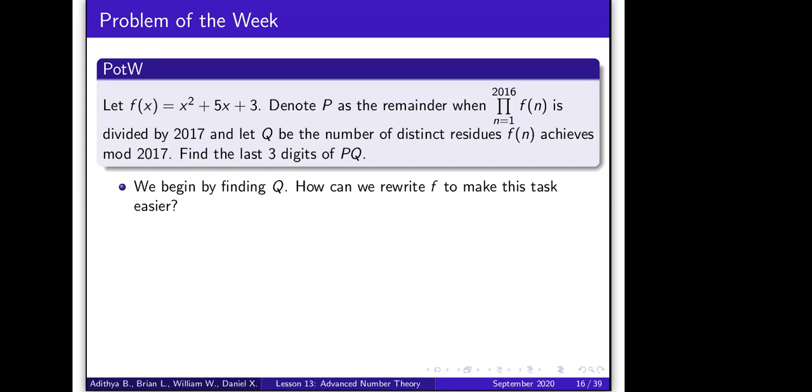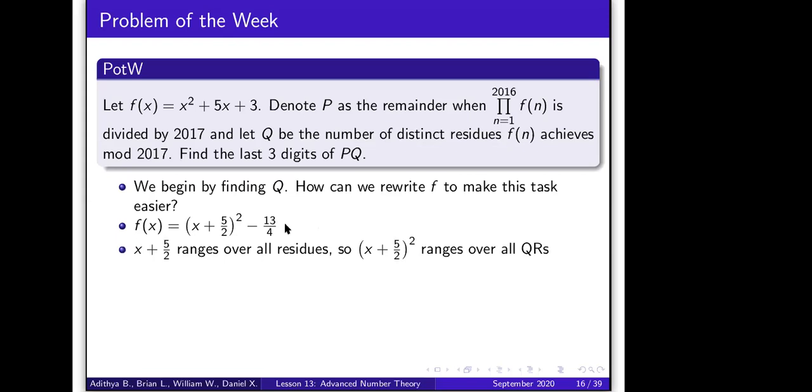Yeah, we're going to complete the square. So f is a quadratic. We complete the square to get x plus 5 over 2 squared minus 13 over 4. And why is this nice? Well, x plus 5 over 2 is going to range over all residues. So this means x plus 5 over 2 squared ranges over all quadratic residues. So the number of values f of x can attain is actually just the number of quadratic residues. And we already showed earlier that that's p plus 1 over 2. So Q is equal to 1009.